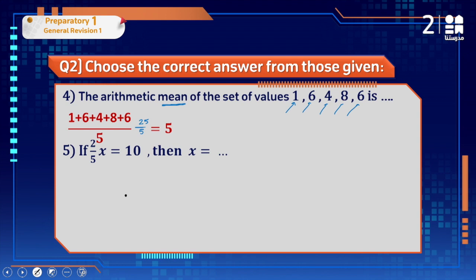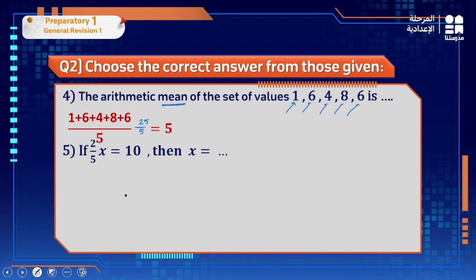Number 5, if 2 over 5 x equals 10, then x equals what? So as we said, when you multiply any number by its reciprocal, we will get 1, but here we don't have 1. So how to solve this equation? I'm going to change the color here. I'm going to do the opposite between 2 over 5 and x. What is the relationship between 2 over 5 and x? There is no sign between them. That means multiplication. And the opposite is division.